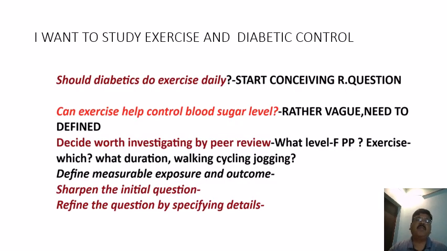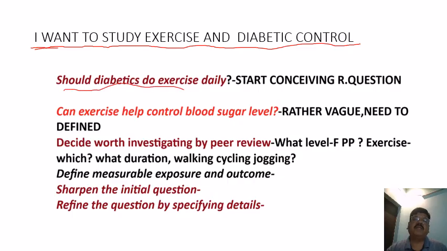Now here is an example of what the previous flowchart showed. Here I want to study exercise and diabetic control. It is a well-known fact that exercise leads to diabetic control because of reduction of fat. So the first question will be, should diabetics do exercise daily? So we start conceiving the research question. This is the first question, that is the beginning.